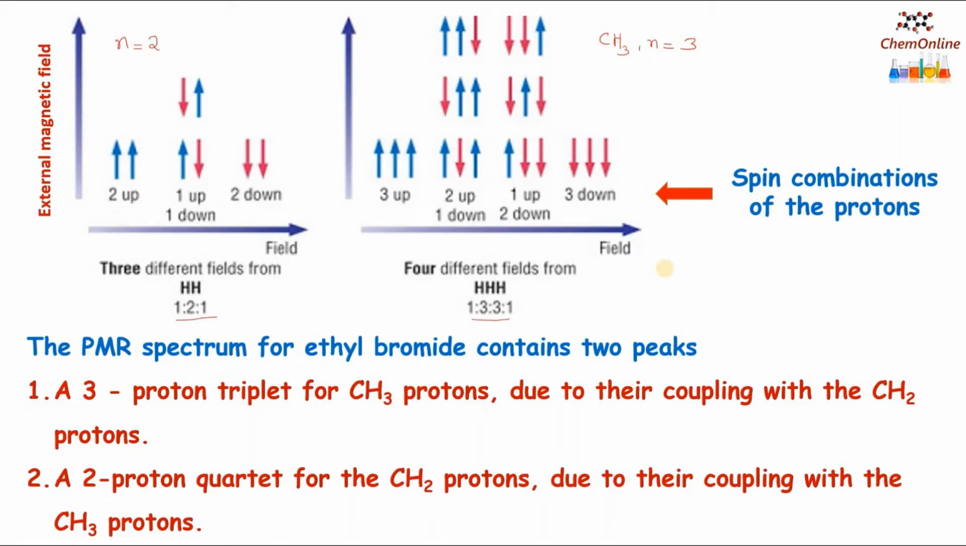So we can say that the NMR spectrum of ethyl bromide contains 2 peaks, a 3 proton triplet for the CH3 protons due to their coupling with the CH2 protons, and also a 2 proton quartet for the CH2 protons due to their coupling with the CH3 protons. In a similar way, we can explain the spectra of other compounds also.